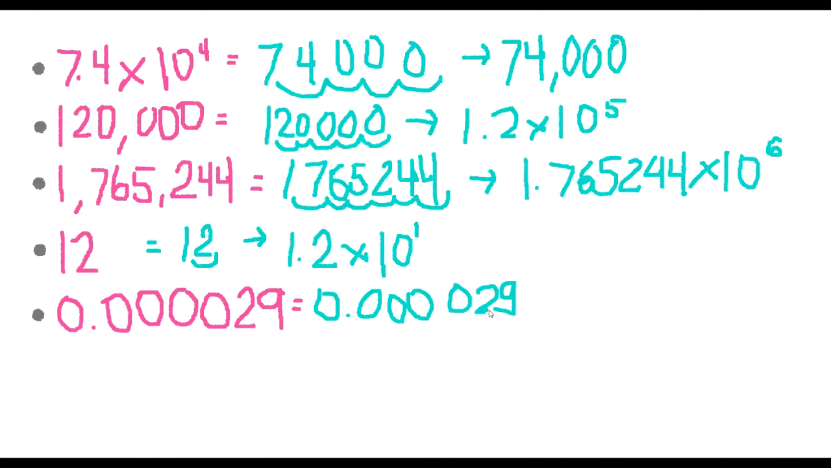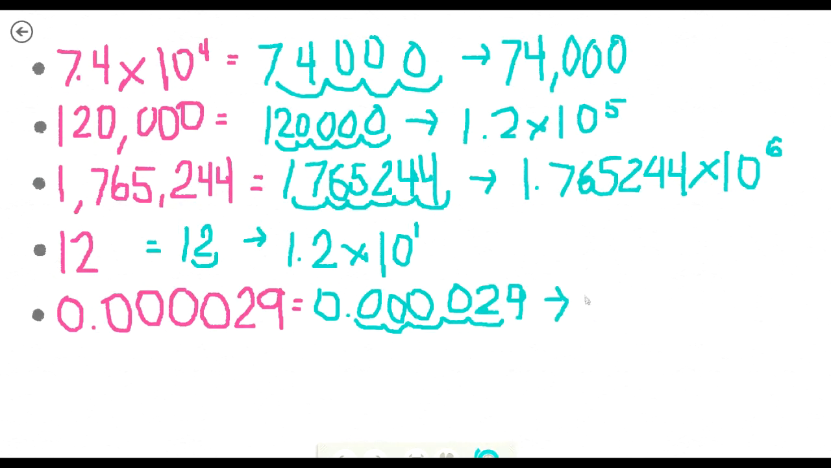0.000029. Yep. Sorry about that. It looked like G29. Okay, so we're going to move it. How many decimals? 1, 2, 3, 4, 5. Okay, there you go. So it's going to be 2. Okay, sorry about that.